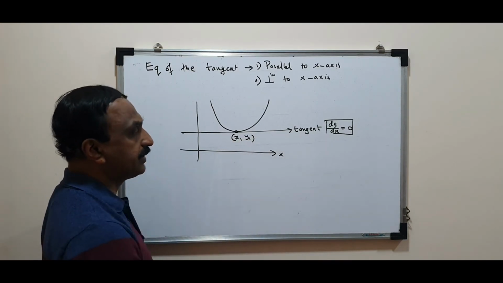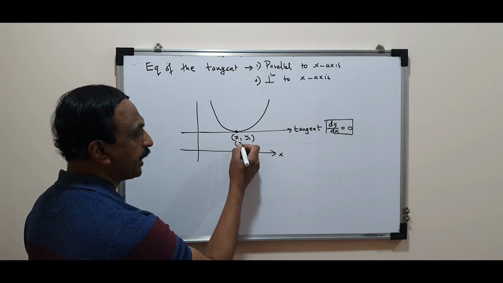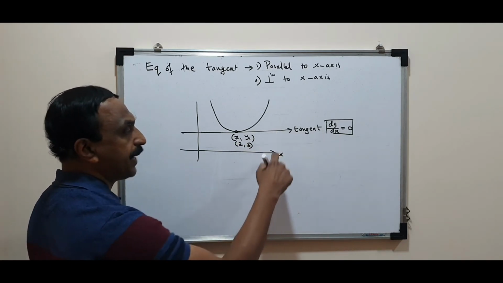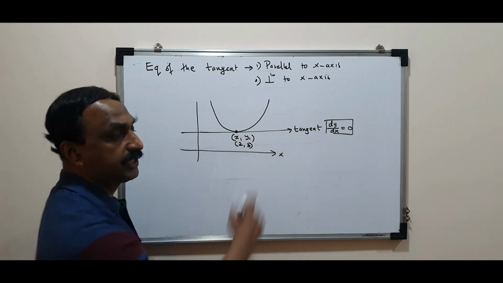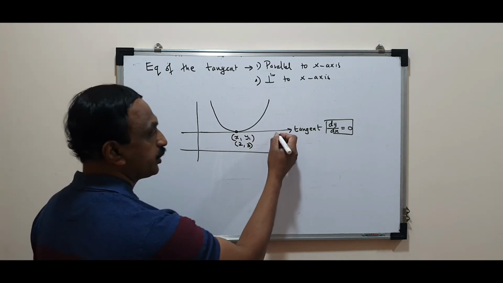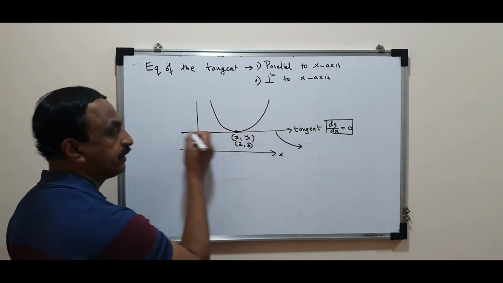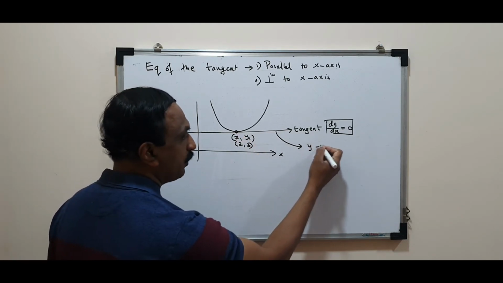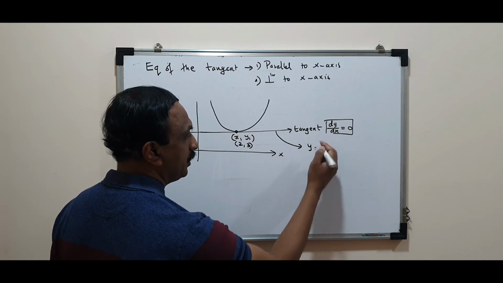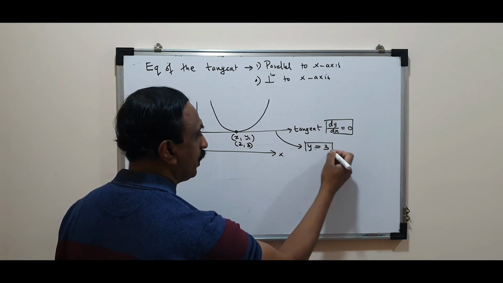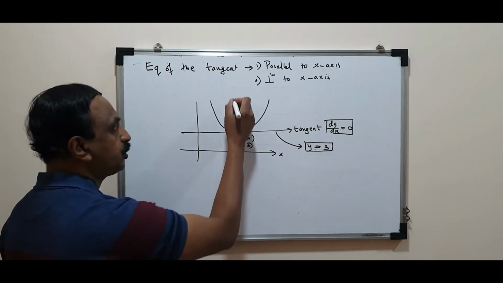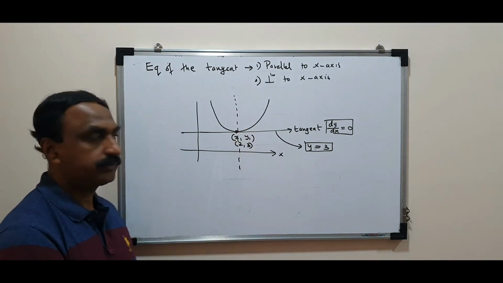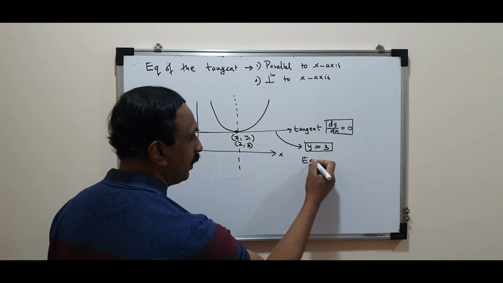Now, imagine the coordinate of this point happened to be (2, 3). Once the tangent is parallel to the x-axis, its equation is y equals a constant. So the y coordinate everywhere on this line will be the same as the y coordinate at this point. So the equation of the tangent will be y equal to 3. And naturally, the equation of the normal will be x equal to 2.